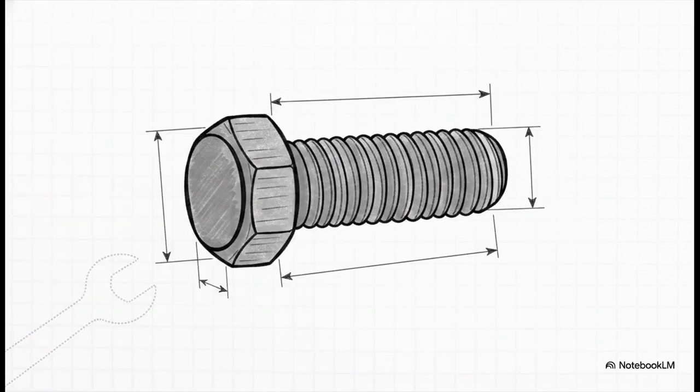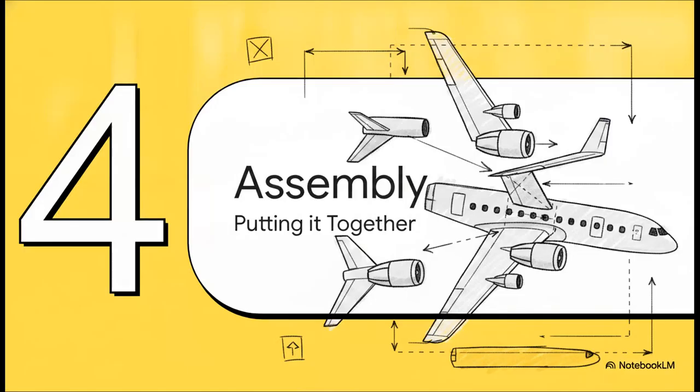So think of this as the schematic for a single critical bolt you're about to torque down on a landing gear strut. It won't show you the tire, and it definitely won't show you the strut itself. It just gives you everything you could possibly need to verify that this specific bolt is the exact one called for in the manual. Next up, Section 4, Assembly Drawings.